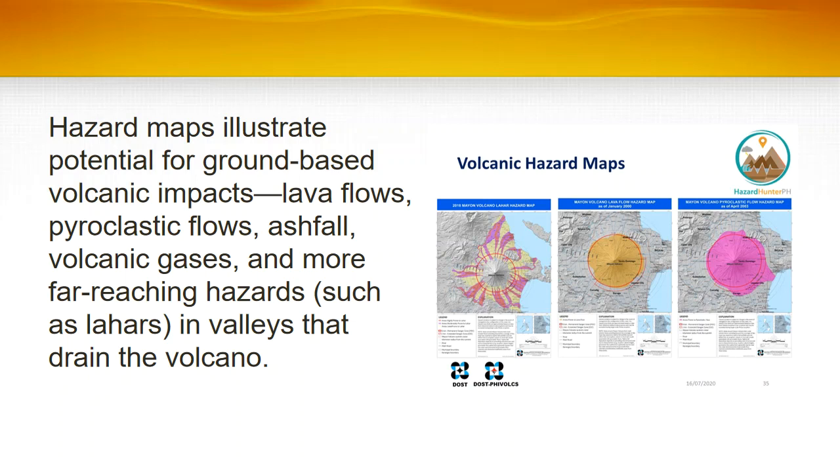So for example, you want to see the hazard map of the nearest volcano in your area, which is, for example, the Canlaon volcano. Okay, so you can see the hazard maps of that volcano. You can also save the images. Okay, and you can also download the hazard maps from the website.